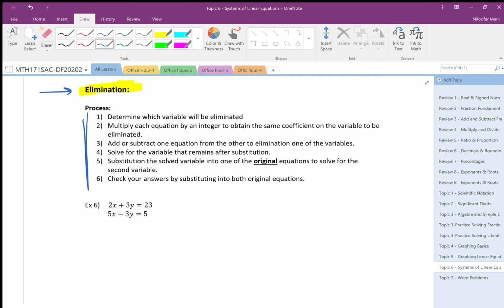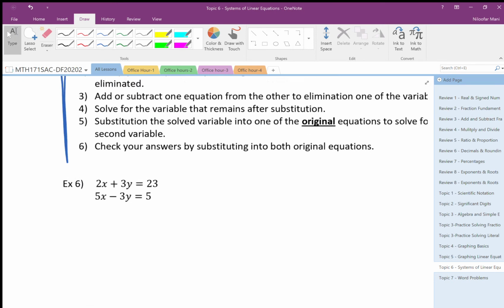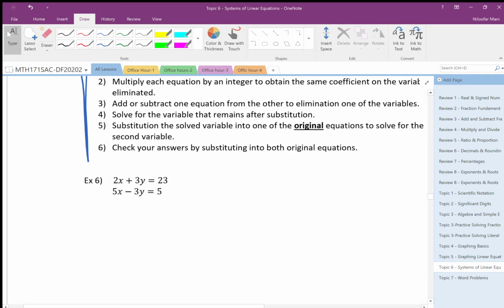So look at the equations here. What can I do to eliminate one of my variables? Can I eliminate x? Can I eliminate y? When you look at these two equations, you see you have 3y and you have minus 3y. So what happens if you add them?